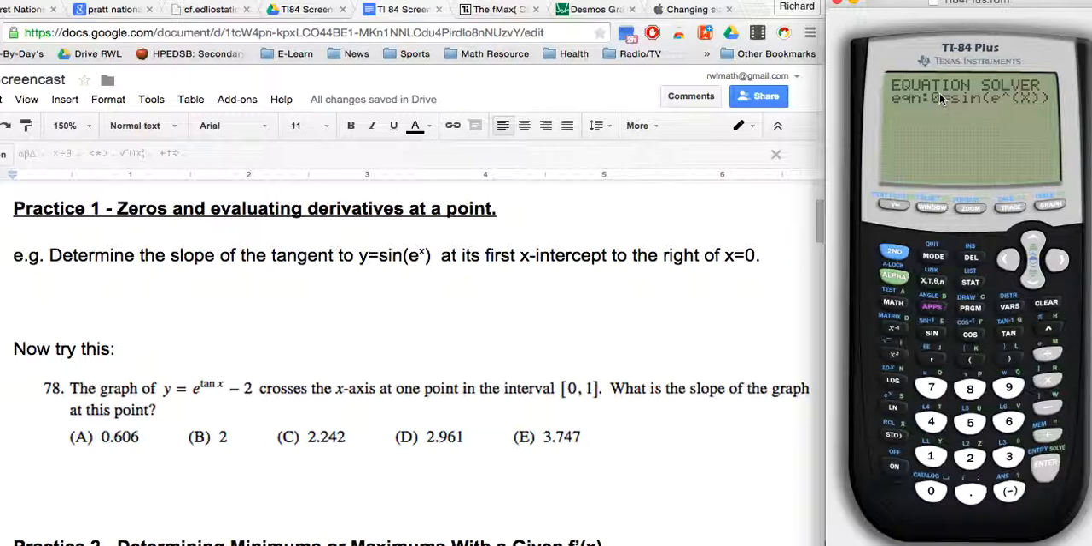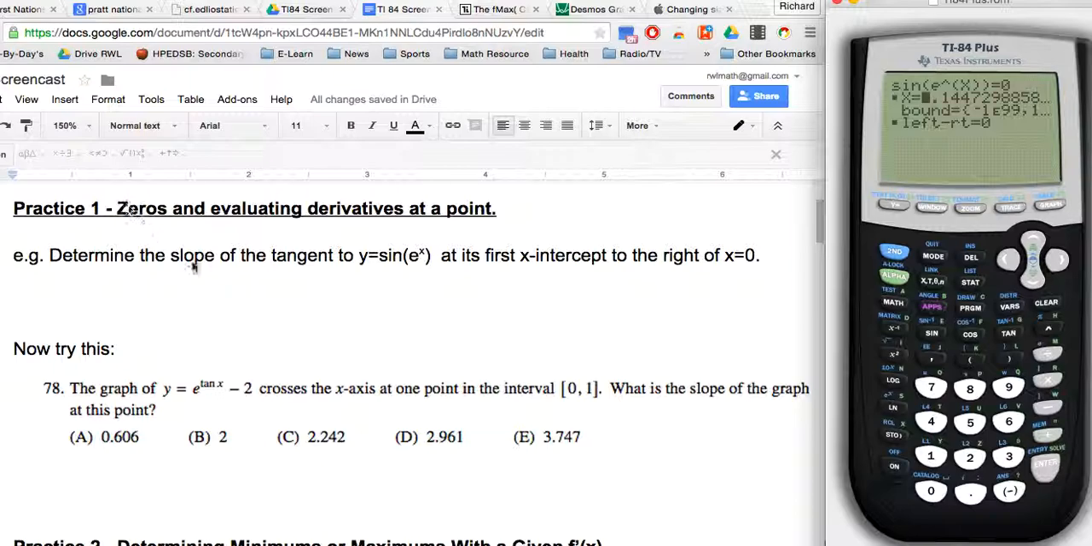We want to find the x-intercepts. So 0 is sine of e to the x. And we know that our answer was close to 1.1, so we're going to put that as our first guess, x equals 1.1. Then to solve this equation, I hit alpha, the green button, followed by enter. And the answer is 1.144729, etc. So there's your intersection point.